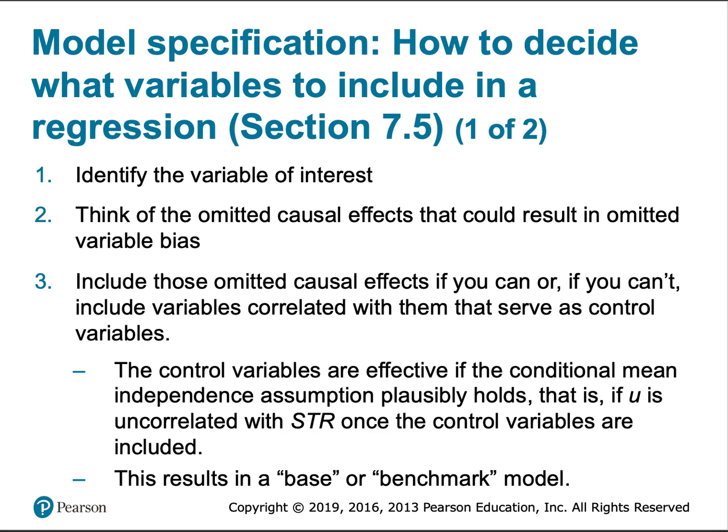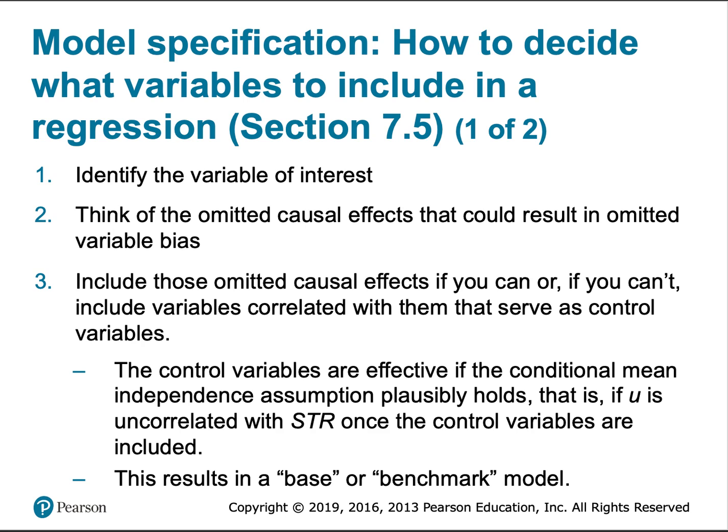In this video we are going to discuss model specification, how to decide what variables to include in a regression. The most important point is to identify the variable of interest. You're looking at a relationship between the student-to-teacher ratio and test scores. The variable of interest is the student-to-teacher ratio. If you're interested in the relationship between credit and interest rates, there may be an interest rate that is of interest, and that would be your variable of interest.